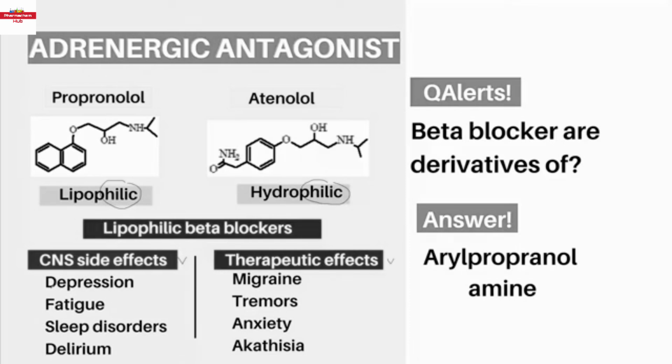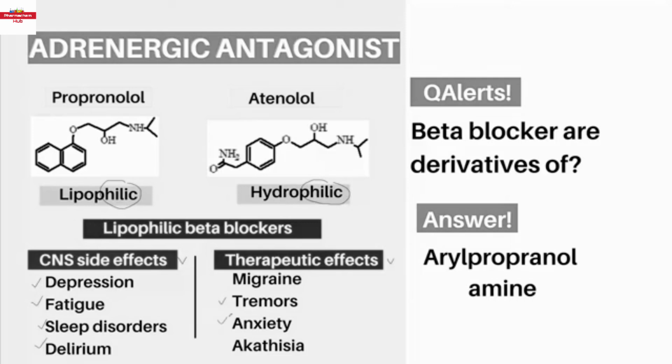Let's talk about the side effects first. Since propranolol is lipophilic and can cross the blood-brain barrier, it can cause depression, fatigue, feeling tired, and difficulty sleeping, or sleep disorder, insomnia, or delirium and other CNS side effects. However, this can also be beneficial because it can go into the brain. Propranolol can be used as migraine prophylaxis, it can be used for tremors, including Parkinson-related tremors, and it is also used for anxiety disorder.